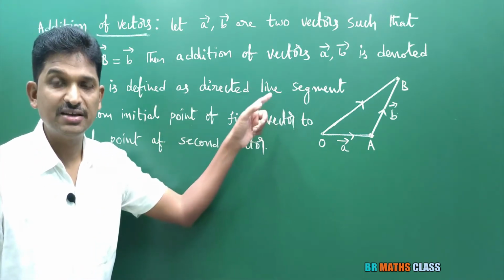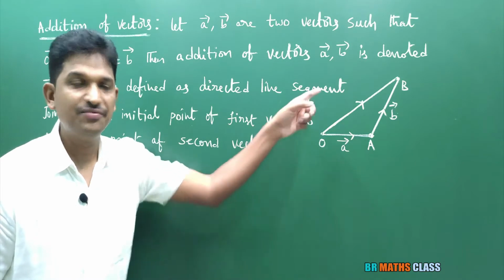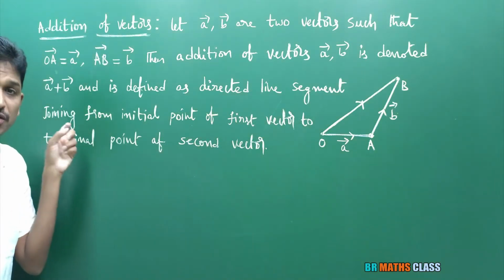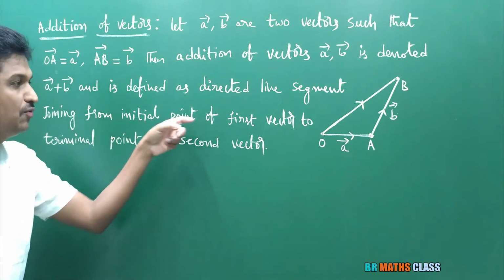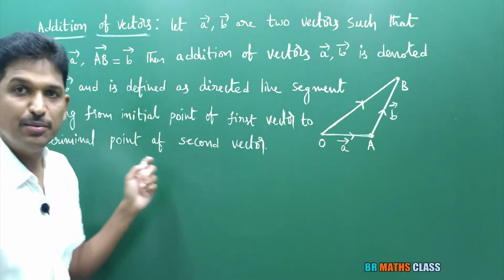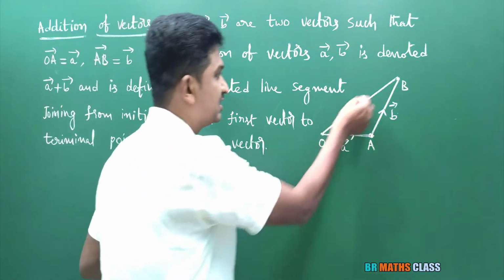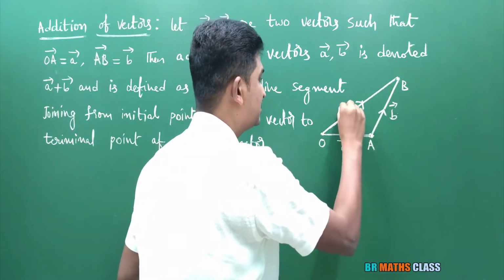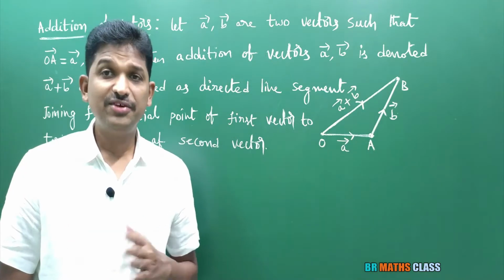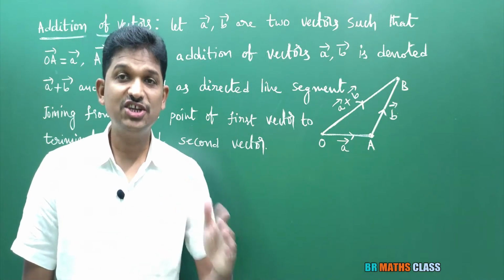You observe here how it is defined as a directed line segment. Addition of these two vectors is defined as the directed line segment joining from where to where? The initial point of the first vector, see, this is the initial point of the first vector, to the terminal point of the second vector. So, what is this vector? This vector is A bar plus B bar. Very simple. This is addition of vectors.